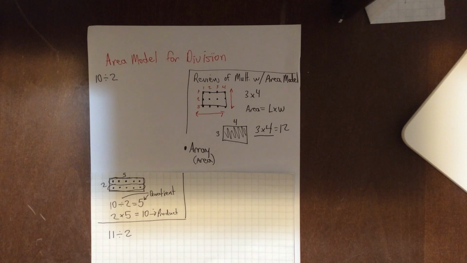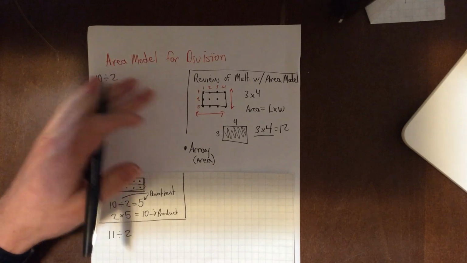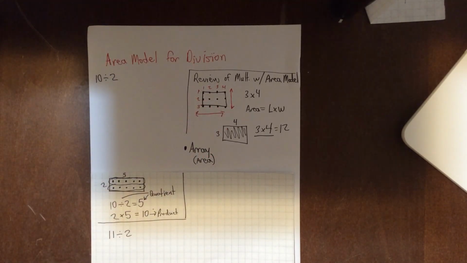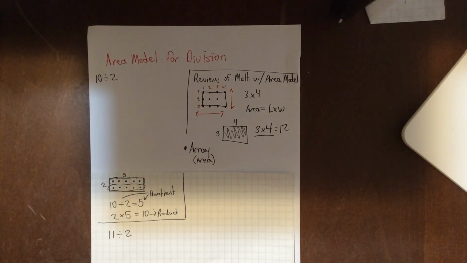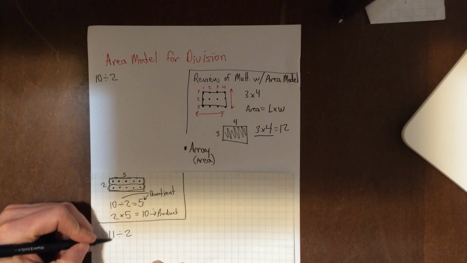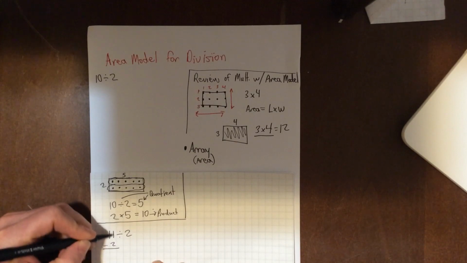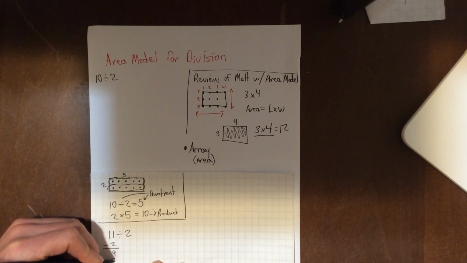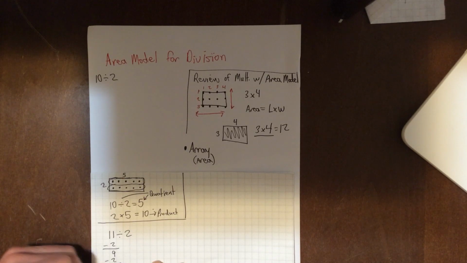Well, we could try this a couple different ways, just like we did thinking about division as breaking apart, repeated subtraction, or reverse multiplication. We could take 11 and take 2 away. So we get 9. Take 2 away, we get 7. Take 2 away, we get 5. Take 2 away, we get 3. Take 2 away, and we get 1.